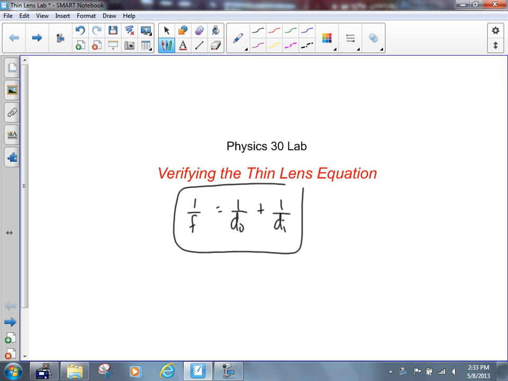Today we're going to do an experiment that shows that I didn't just make that up, and that I'm not giving you something because it's convenient. I'm giving you something because it actually is true. We're going to verify this equation to show that it's correct, to show that it's valid. Well, how are we going to do this?